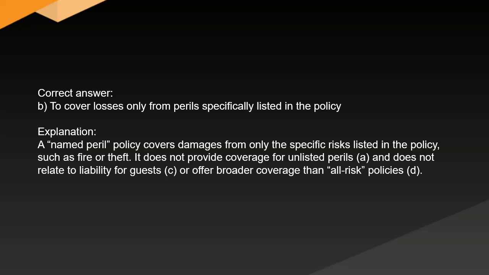Explanation. A named peril policy covers damages from only the specific risks listed in the policy, such as fire or theft. It does not provide coverage for unlisted perils, A, and does not relate to liability for guests, C, or offer broader coverage than all risk policies, D.